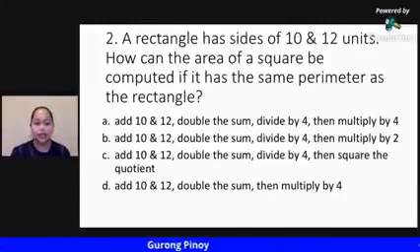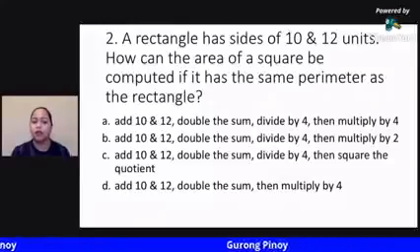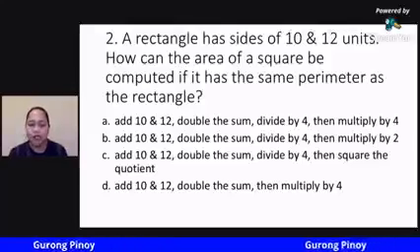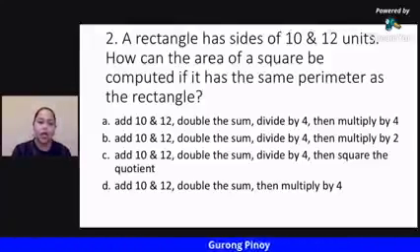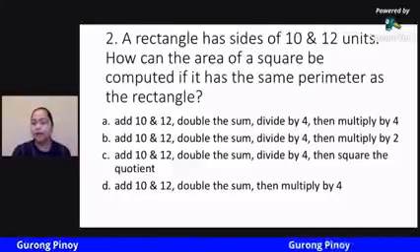Letter B, add 10 and 12, double the sum, divide by 4, then multiply by 2. Letter C, add 10 and 12, double the sum, divide by 4, then square the quotient. Letter D, add 10 and 12, double the sum, then multiply by 4.